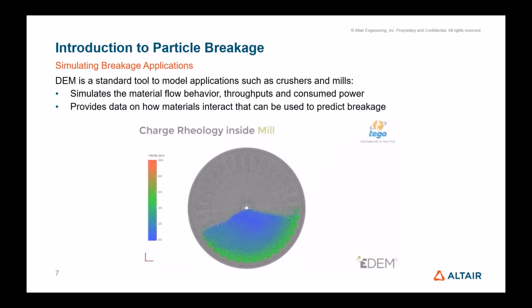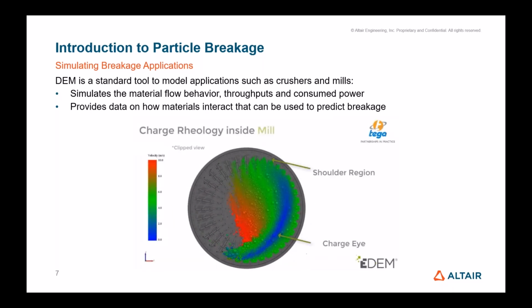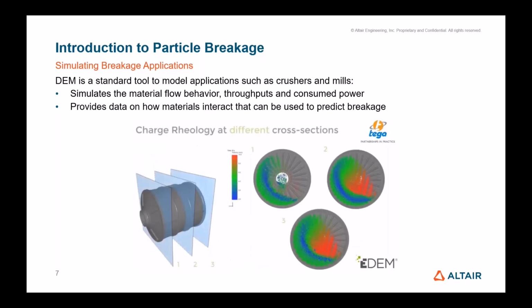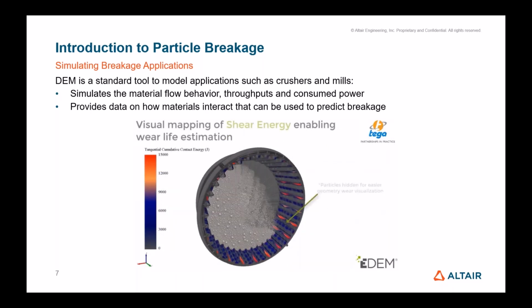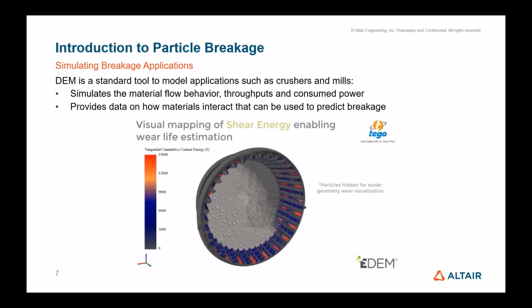Most typical ones being, for example, mills, that you can see in this video from our customers, Tega, and also things like crushers, jaw crushers, cone crushers. All these equipments are very typical to be simulated with EDEM. And EDEM is able to produce a lot of data for this type of equipment, things like flow behavior of the material, how it is inside, the throughput, consumed power, things like that.